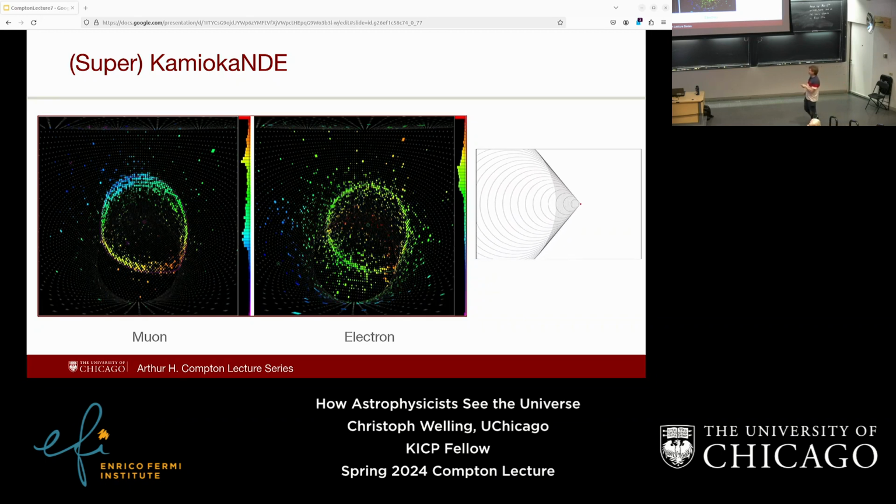An electron, on the other hand, will produce a shower. It will bump into other electrons in the water, for example, and then produce new electrons and so on, and you get these showers. First of all, the shower is shorter, so that's why this ring is thinner. And now we're talking about multiple particles, so that's why you see this kind of fuzzy edge here. So now we can measure.